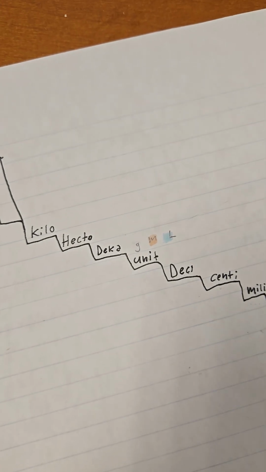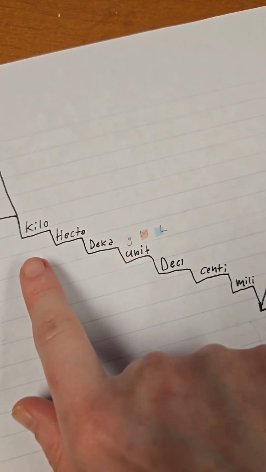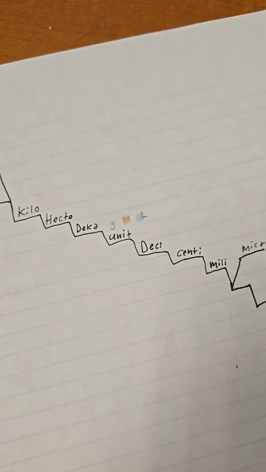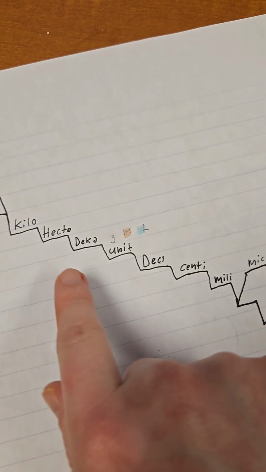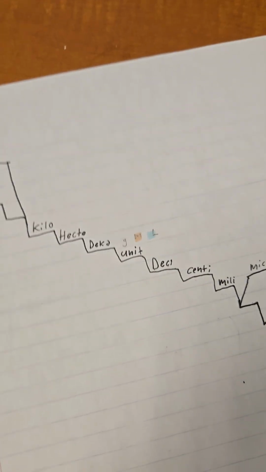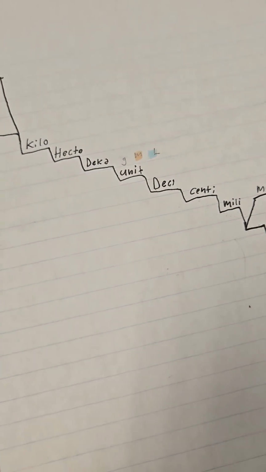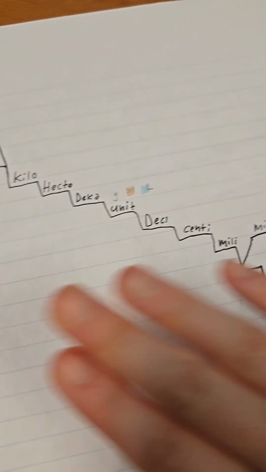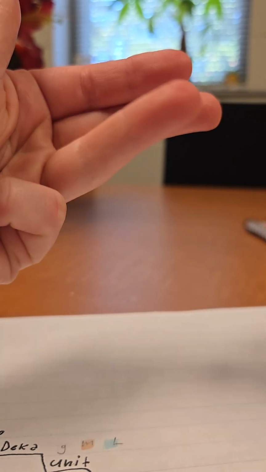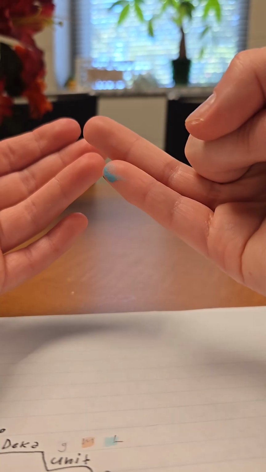There's actually an anagram you can use to remember these, which is King Henry doesn't usually drink chocolate milk. Kilo, hecto, deca, unit, deci, centi, milli. I'm sorry for the repetition, but I'm trying to get it in your head that it's so much easier to remember all of the different units this way. You can also use your hands. The way I use my hands is I go, King Henry doesn't usually drink chocolate milk. Kilo, hecto, deca, unit, deci, centi, milli.